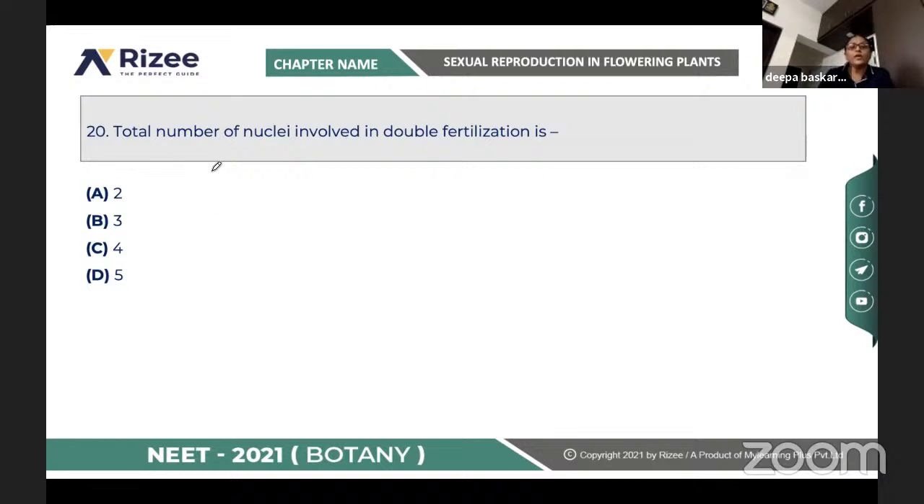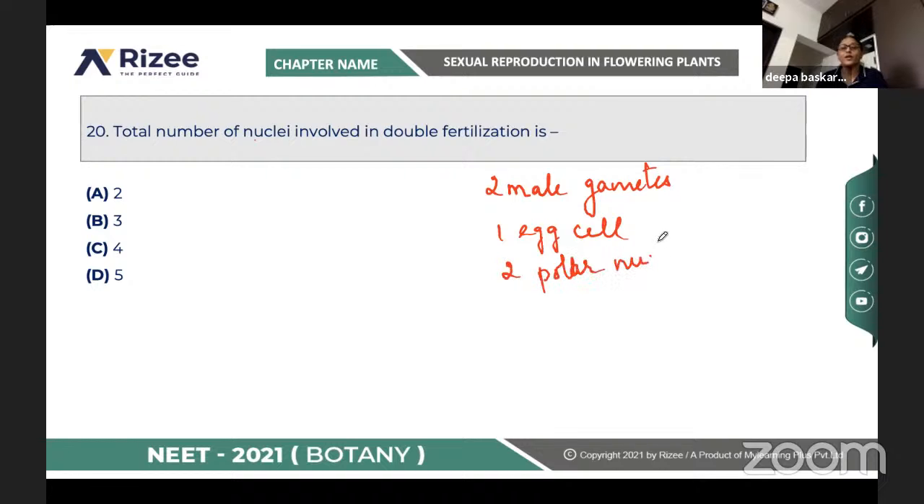Okay, clear. So the total number of nuclei involved in double fertilization is, just now we saw, two male gametes. Clear? So from this concept, double fertilization, different questions can be framed. Two male gametes and one egg cell and two polar nuclei. So here the question given is the total number of nuclei involved. So totally how many? 5 nuclei.